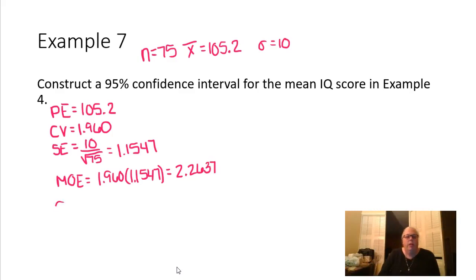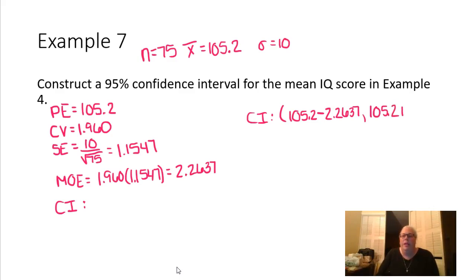Okay. And finally, I want my confidence interval. In the confidence interval, we were supposed to take our point estimate 105.2 and subtract the margin of error, 2.2632. And then on the other end, we're going to take our point estimate, and add the margin of error, 2.2632. All right, let's see what this is going to give me.